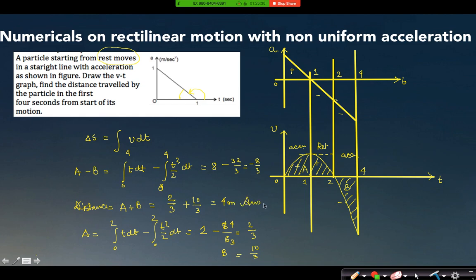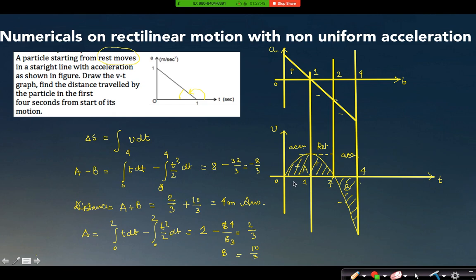Yes, tell me. Sir, we can also do it this way: you can integrate from 0 to 2 and then integrate from 2 to 4, and you will find the value to be minus 10 by 3. You take this value to be positive and add both the values. Yes, you can also do it like that.